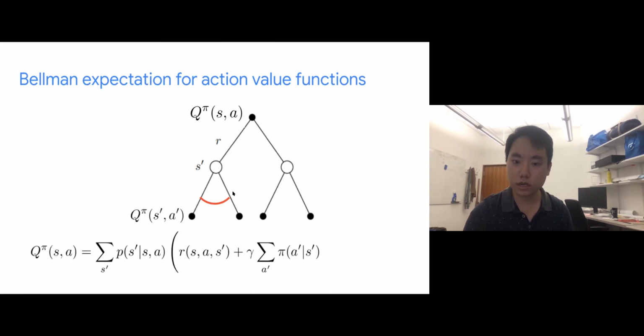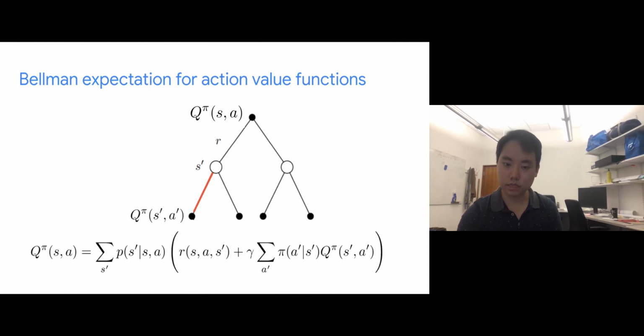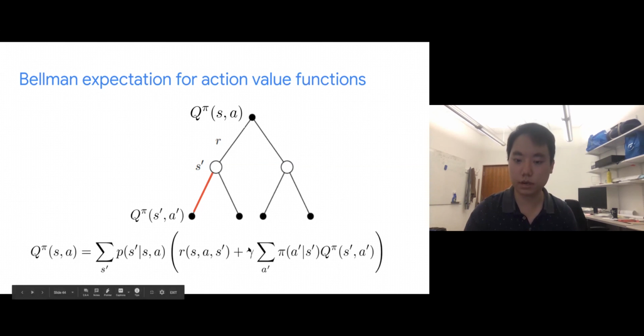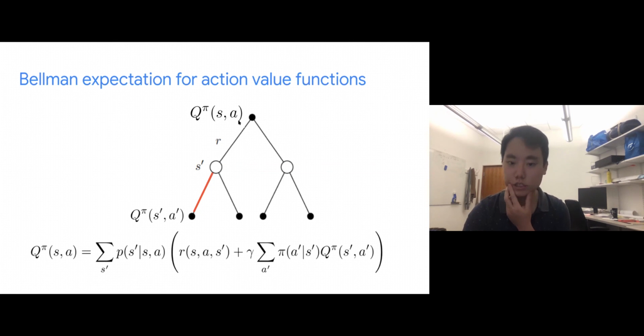And for each of these actions that I take, I'm going to multiply it by the action value function at this next state and next action, and I'm going to discount it for future rewards. So again, this is how you relate your action value functions for a particular state and action with your action value functions for your next states and your next possible actions.